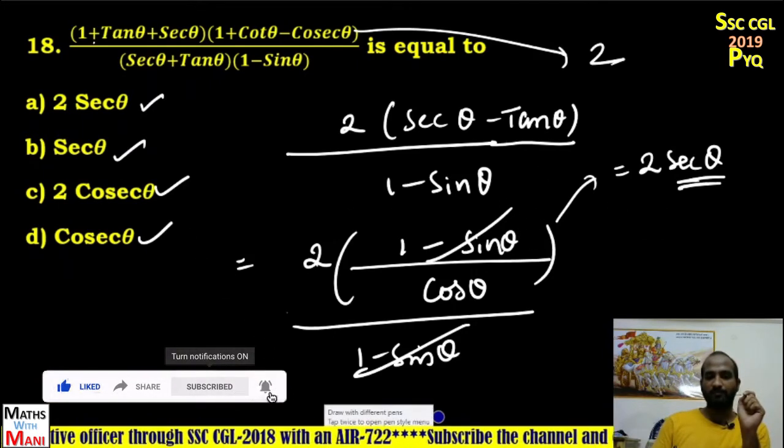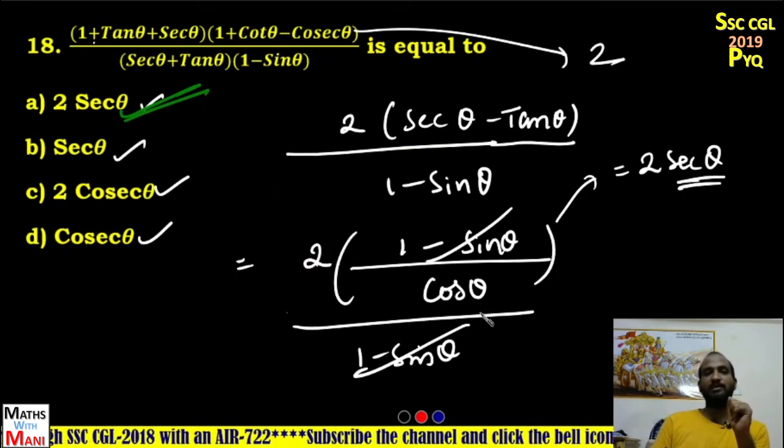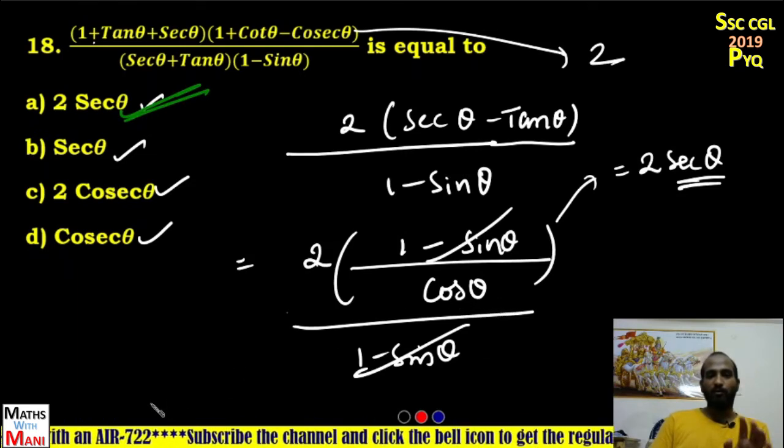So what is the answer? It is 2 secant theta. The first option is the correct answer. Option A is correct. Clear? I hope all of you understand.